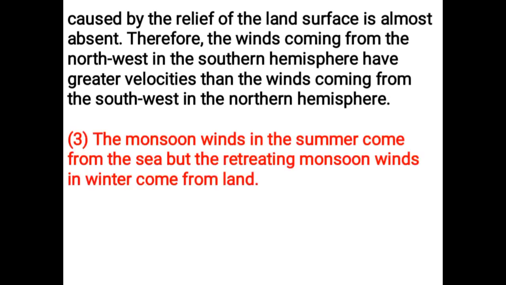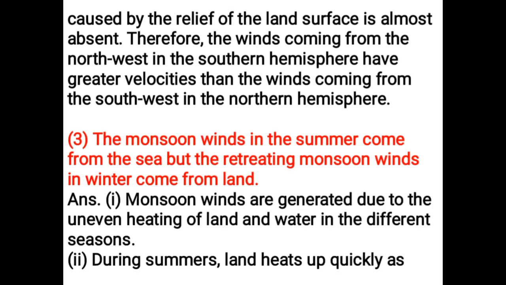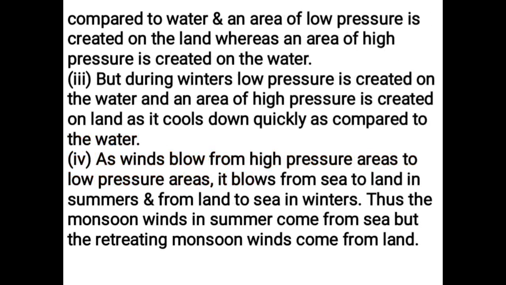The monsoon winds in the summer come from the sea, but the retreating monsoon winds in winter come from land. Monsoon winds are generated due to the uneven heating of land and water in the different seasons. During summers, land heats up quickly as compared to water and an area of low pressure is created on the land, whereas an area of high pressure is created on the water.